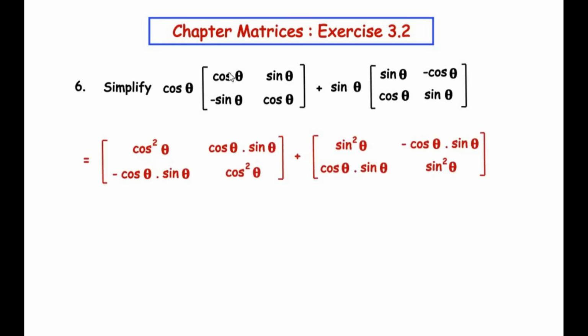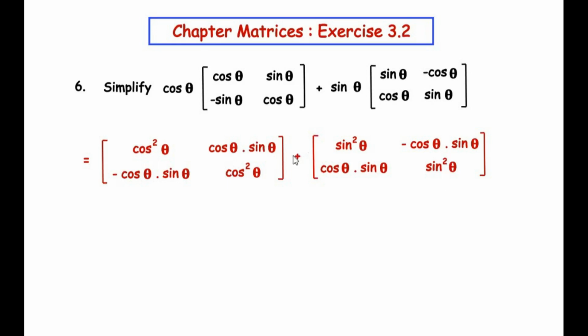So here cos theta multiplies with the first element cos theta, giving us cos square theta. Cos theta times sin theta. Cos theta times minus sin theta gives us minus cos theta sin theta. Cos theta times cos theta gives us cos square theta. Plus, now sin theta multiplies with all the elements of this matrix. So sin theta times sin theta is sin square theta. Sin theta times minus cos theta is minus cos theta sin theta. Sin theta times cos theta, and sin theta times sin theta gives us sin square theta.